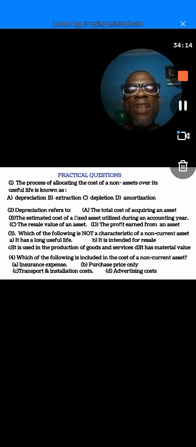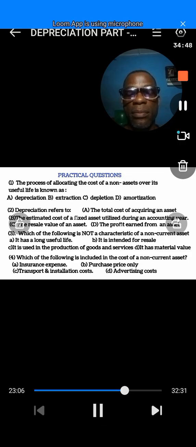The process of allocating the cost of a non-current asset over its useful life is known as: A. Depreciation, B. Extraction, C. Depletion, and D. Amortization. As you know, the process of allocating the cost of a non-current asset over its useful life is depreciation. So A is the answer to that question.